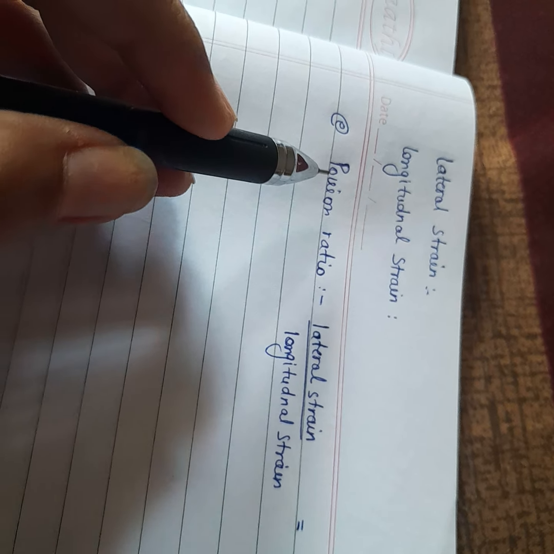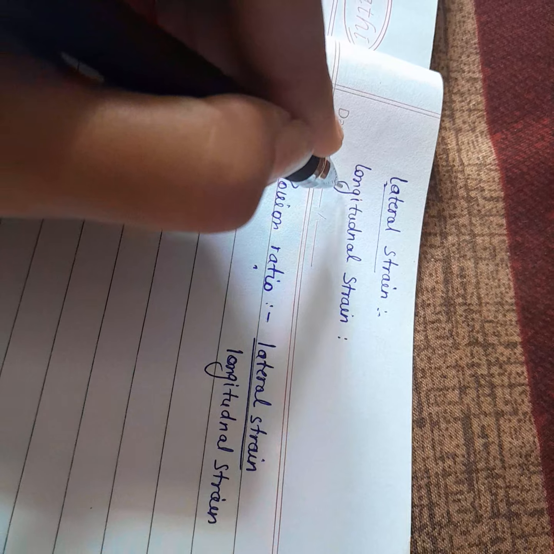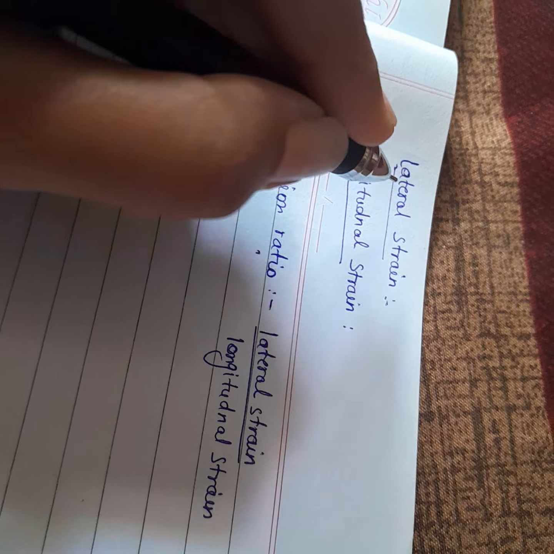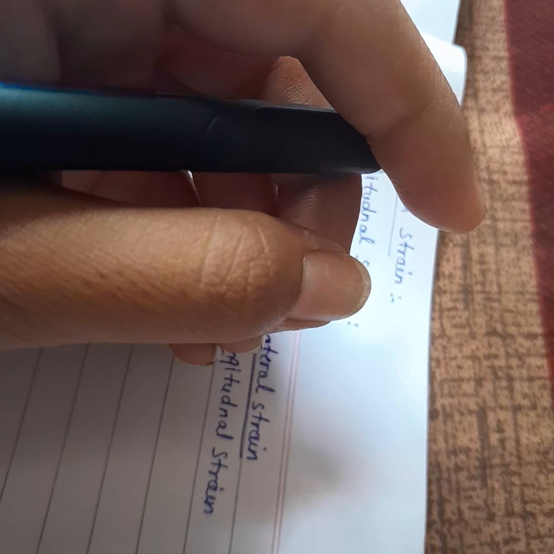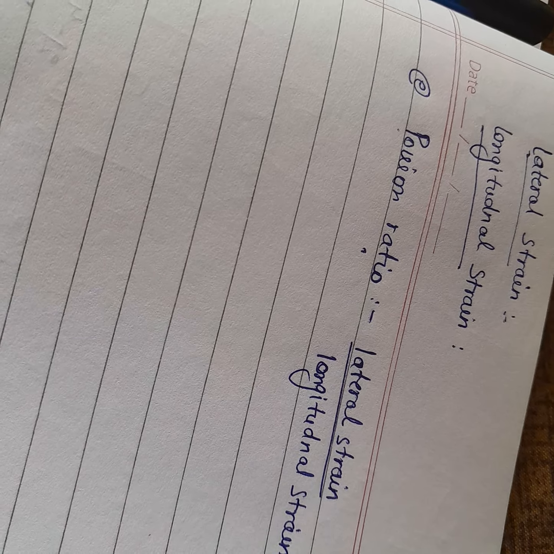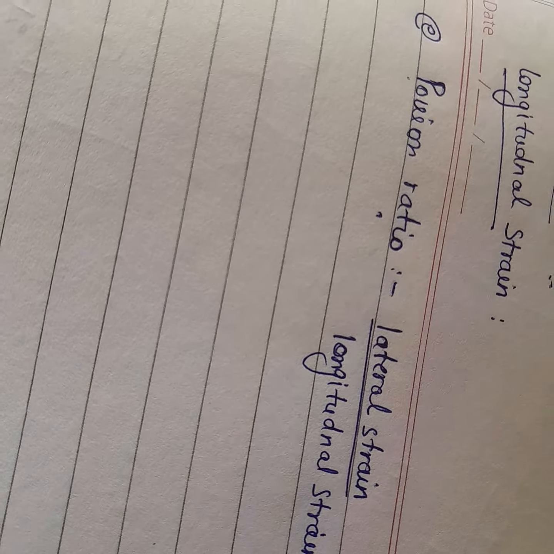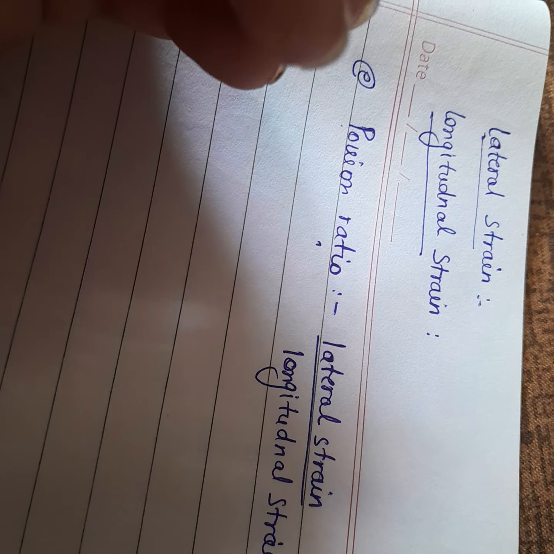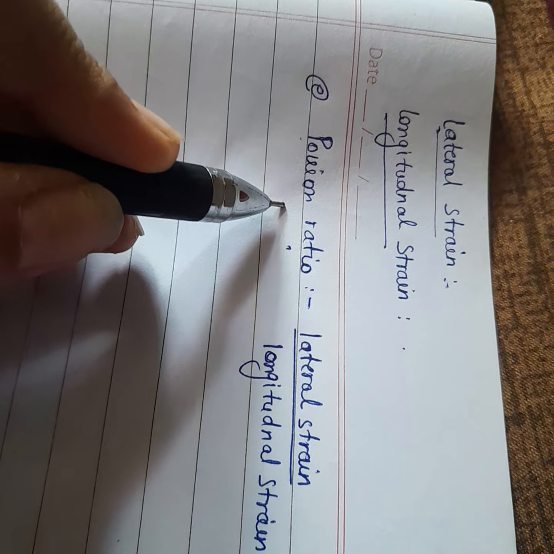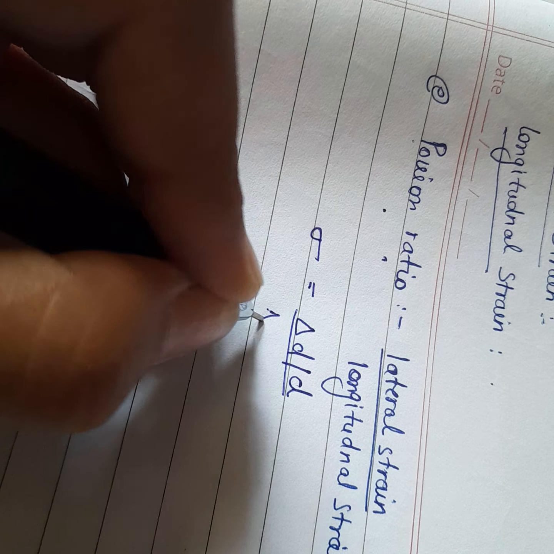Before reaching Poisson's ratio, we should be aware of the two terms. First is lateral strain, second is longitudinal strain. Both are types of strain. So what is lateral strain? The strain which is perpendicular to the applied force, means a perpendicular change in the material after applying the force, is called the lateral change, and the longitudinal change in the material will be called longitudinal strain, right? I think both terms are clear to you all. So moving on to Poisson's ratio. Poisson's ratio is denoted by sigma, and it is the formula of delta L by L, right?